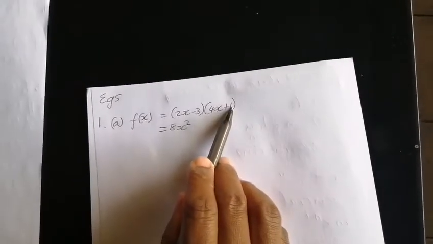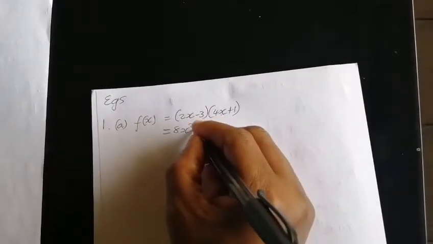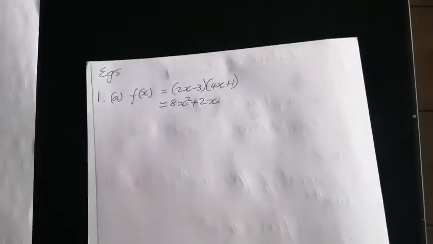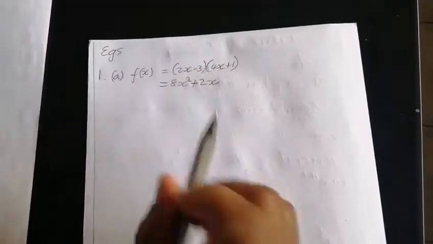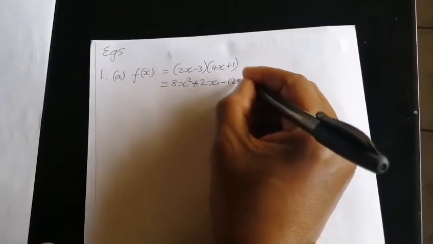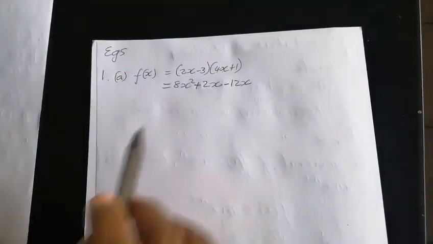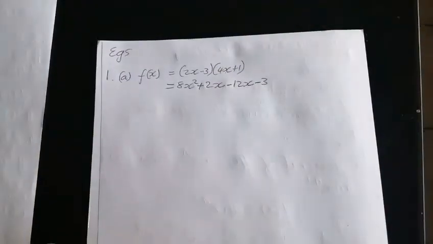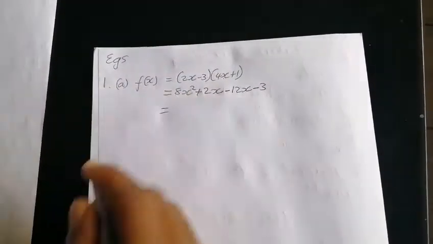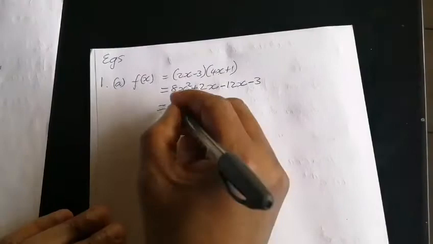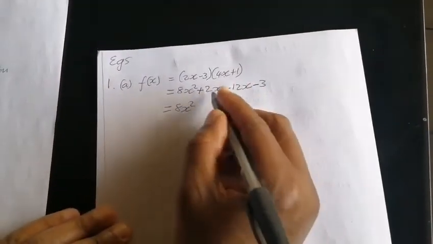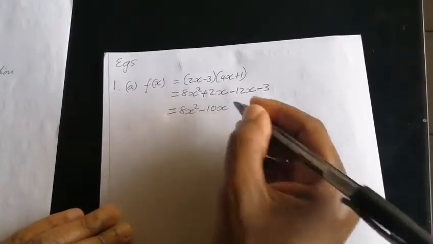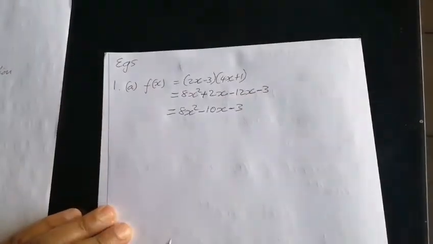2x times 1, that's plus 2x. Minus 3 times 4x, minus 12x. Minus 3 times 1, minus 3. There are still like terms here. Our like terms are 2x minus 12x, which gives us minus 10x, then minus 3.